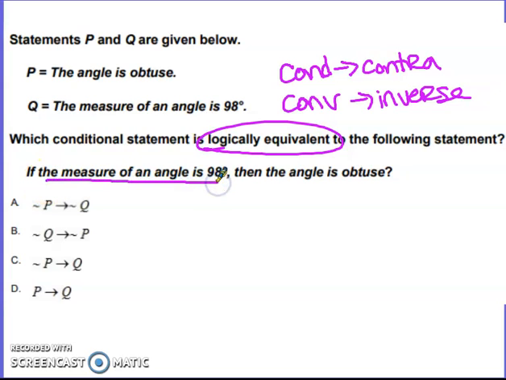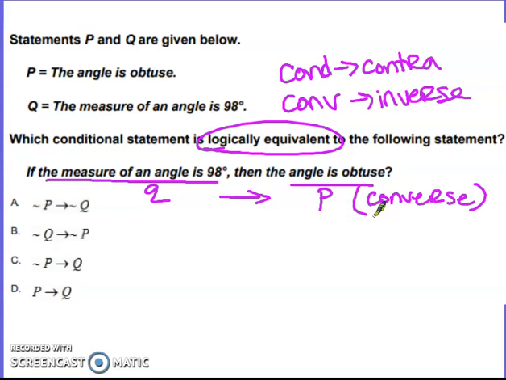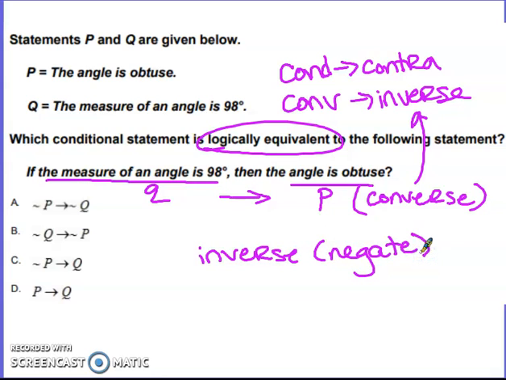Well, if the measure of an angle is 98 degrees, that is Q. The angle is obtuse is P. If we have Q arrow P, we know that is our converse because our original conditional statement is PQ and the converse flips it. Looking at what I wrote above, we know the converse is logically equivalent to the inverse. And in the inverse, we negate our original statement. So instead of PQ, it's going to be negative P, negative Q. So in this case, it is letter A.